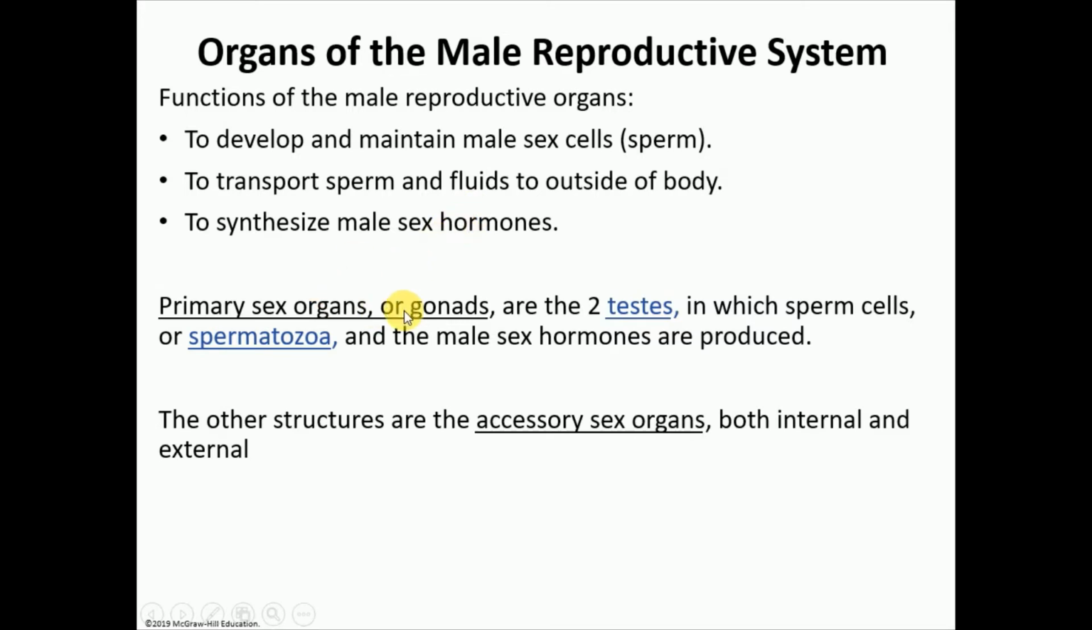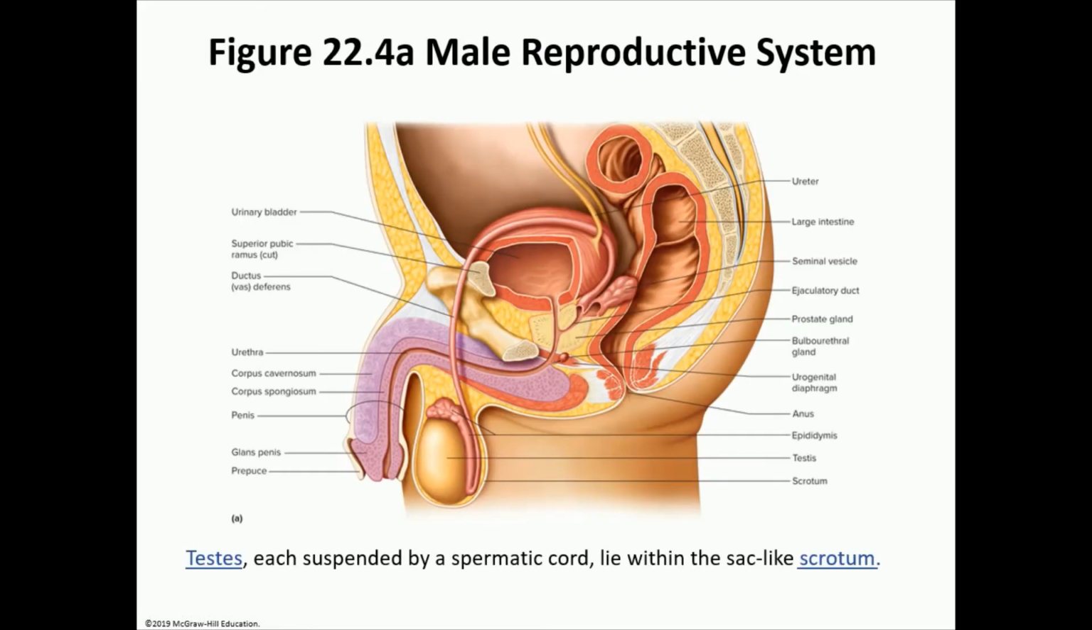Okay, the primary sex organs or the gonads are the testis, and that's where the sperm cells or the spermatozoa and the androgens, which are the male sex hormones, are going to be produced. Any other organ besides the testis are known as the accessory sex organs, and some of them are internal, inside of the body, and others are external or outside of the body. So this is a figure that shows the different parts of the male reproductive system. And as we mentioned, the primary organ or the gonad is the testis, and everything else is considered an accessory organ. So we'll run through the internal organs first and then the external organs.